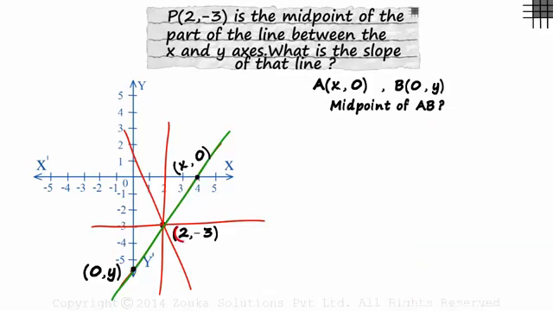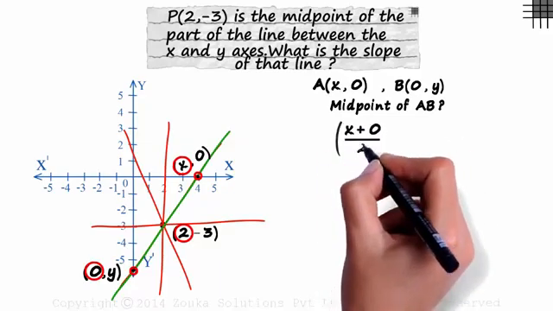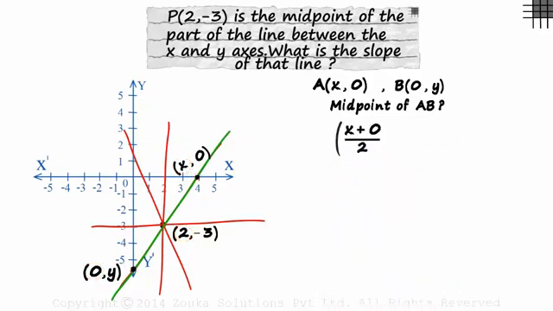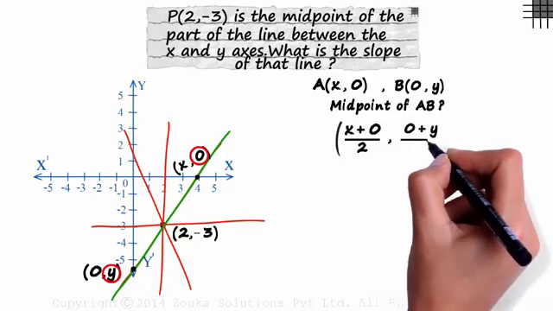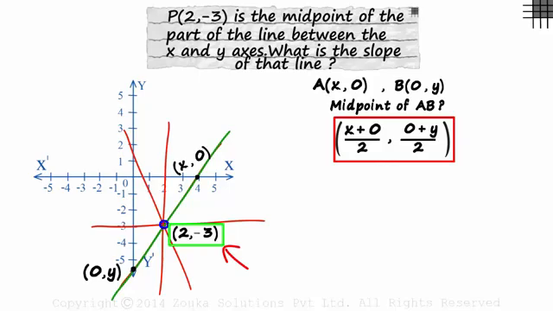The x-coordinate of the midpoint will be the average of the x-coordinates of the endpoints. It will be (x plus 0) over 2. And the y-coordinate will be (0 plus y) over 2. That is the average of the y-coordinates. And this is (2, minus 3). This is the midpoint that is given to us.